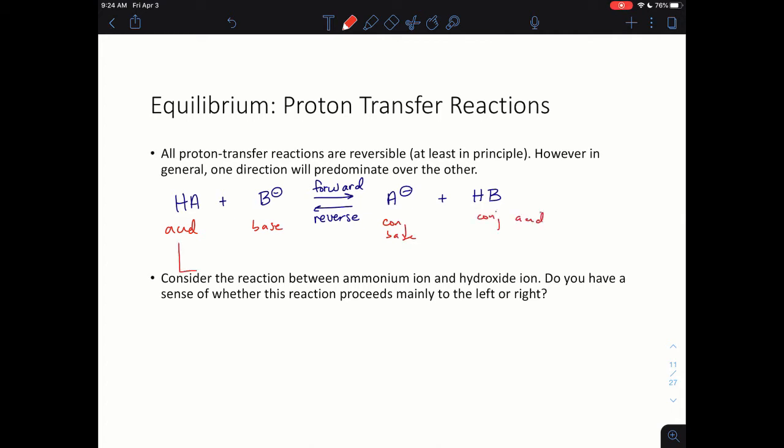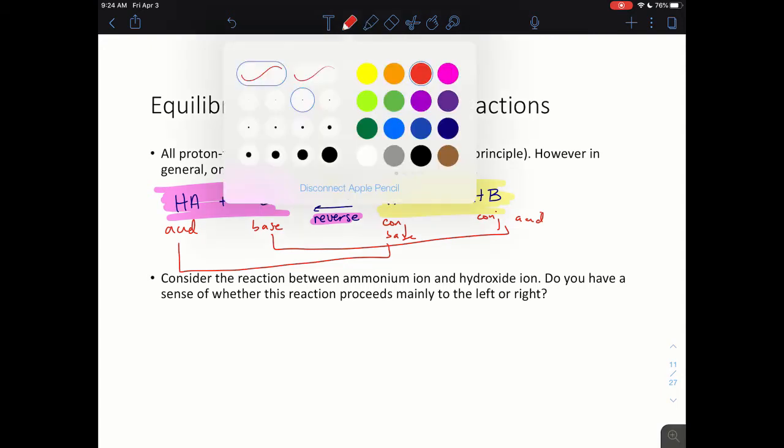So if the forward reaction predominates, for example, then that means at equilibrium, you will mostly observe these species. If the reverse reaction predominates, at equilibrium, you will mostly see these species, HA and B minus.